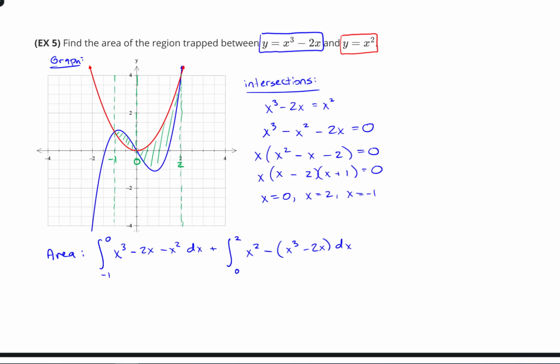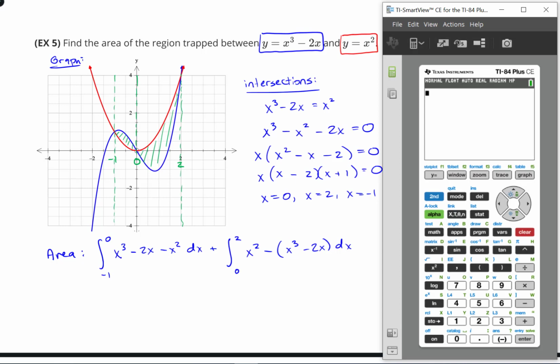Okay, so that right there, that can actually just be put into fnInt. So if I just bring up the calculator, we can get started. It might take a moment to type this in, but we're going from -1 up to 0, and then we have x cubed minus 2x minus x squared. Oops, I got 2 x's there for some reason. Okay, and then that's integrated with respect to x.